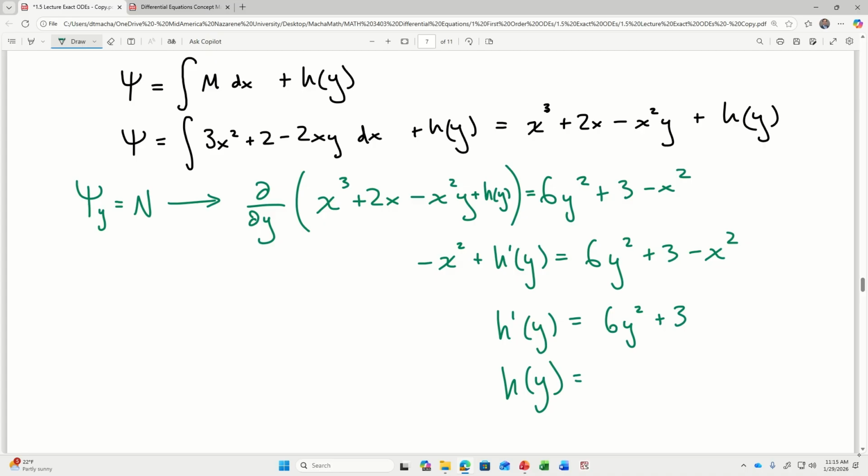Yeah, take an antiderivative, so it's going to be 2y cubed plus 3y. And again, I don't have to write plus c when I'm solving for an exact ODE, just because when I go to write my final general solution, I set psi equal to c, and that c is going to take care of the arbitrary constant part.